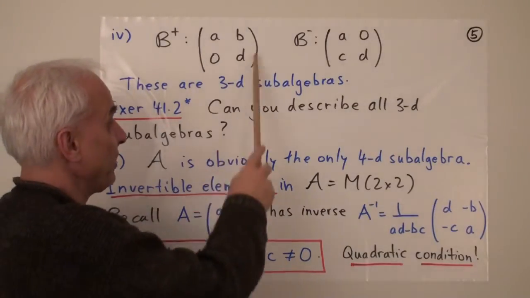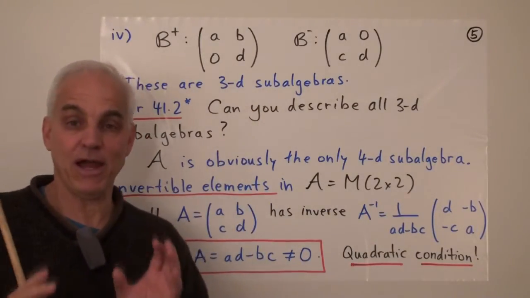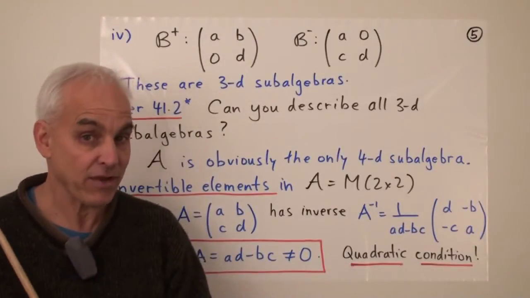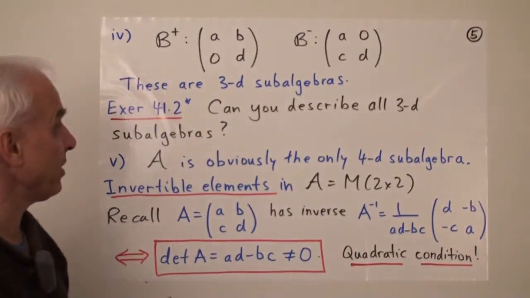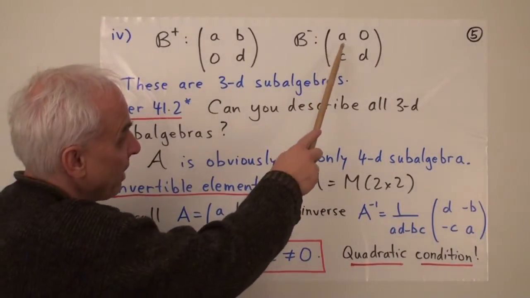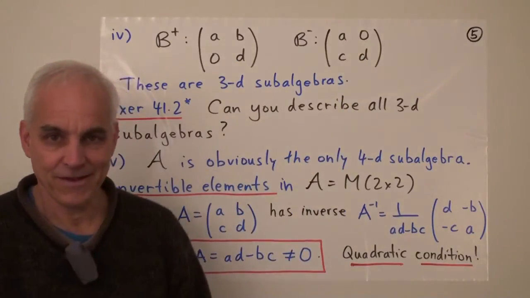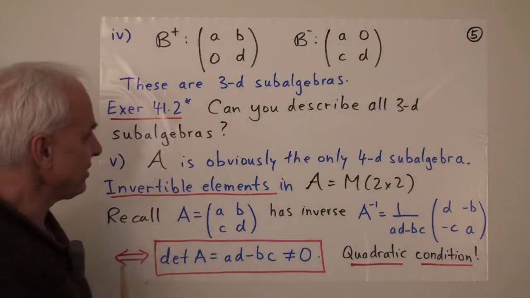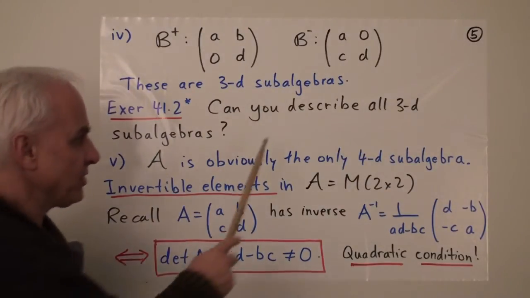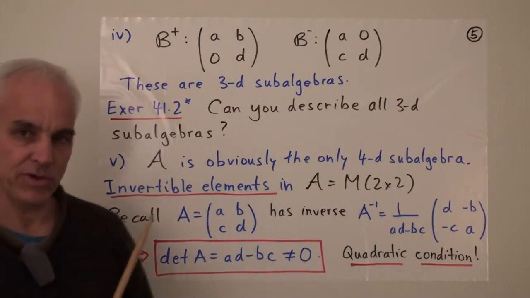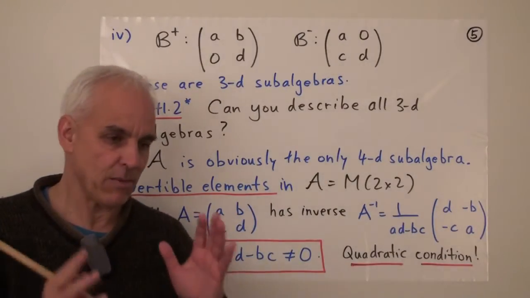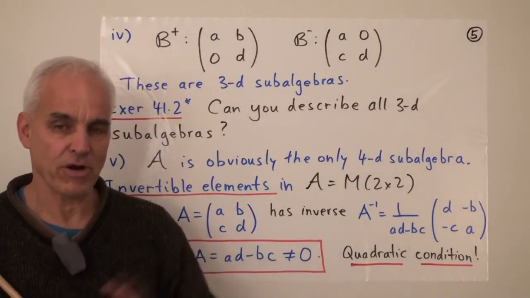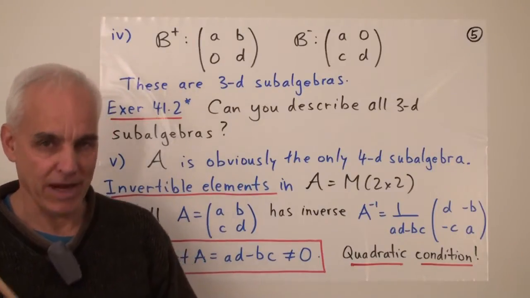And in fact, that's actually a three-dimensional subalgebra. If you multiply two such matrices, you're going to get another matrix of the same kind. Please check that it's a subalgebra. And similarly, B minus, matrices of the form A, 0, C, D, form a subalgebra. So our next exercise, a little bit maybe more challenging. Can you describe all three-dimensional subalgebras? Can you organize some way of understanding all three-dimensional subalgebras of our four-dimensional algebra of 2 by 2 matrices?